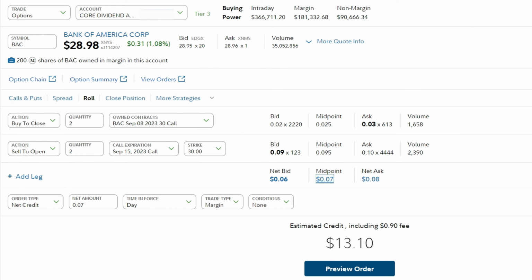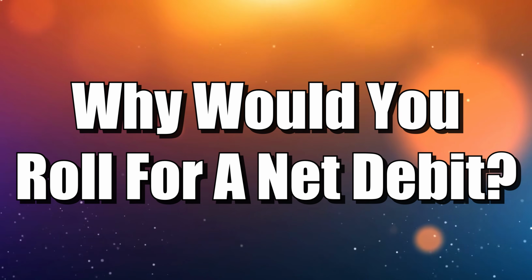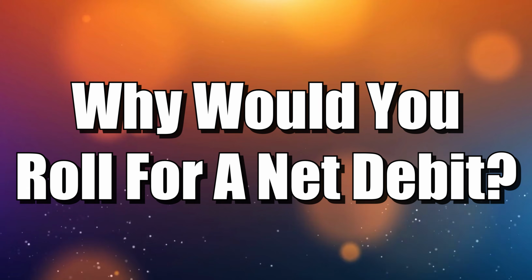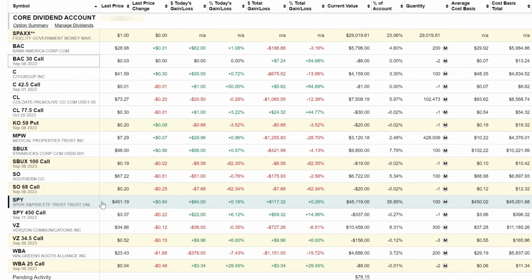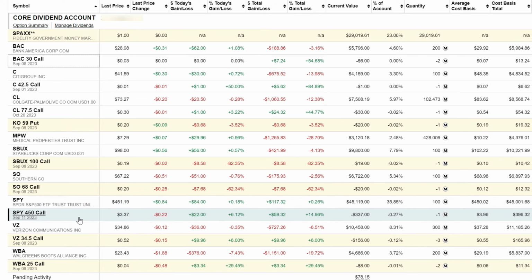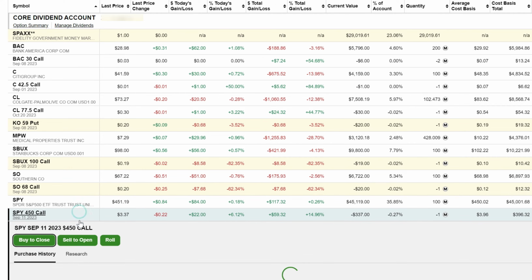And since I have 2 contracts, it would be a net credit after a 90-cent fee of $13.10. To understand the idea of a net debit, let's go over to my existing SPY S&P 500 covered call. Current price is $4.51, and my existing covered call is at $4.50, which is my cost basis. This option doesn't expire until the 11th. So let's take a look here and let's look at rolling this option.